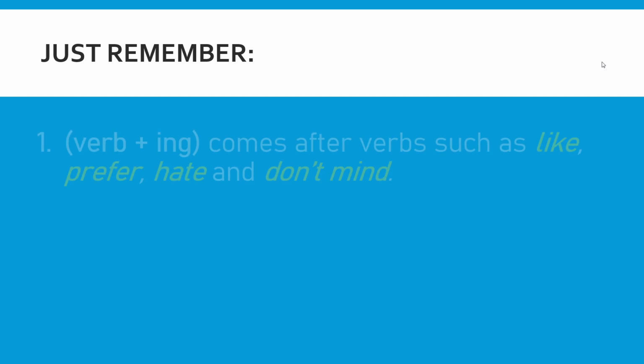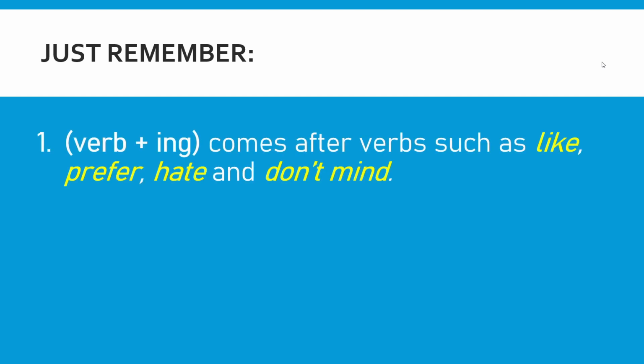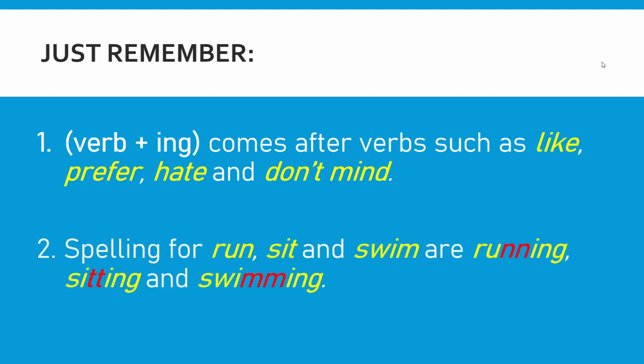So just remember that when you want to use verb plus ing, verb plus ing always comes after verbs such as like, prefer, hate, and don't mind. In other words, it means that when there are two verbs getting together, the first one must be in the original form and the second one must be in verb plus ing. Next, spelling for run, sit, and swim. Take note that there are repeated consonants for running, sitting, and also swimming. And the rest of the verbs that you know, it could be just ing at the back of the verb.